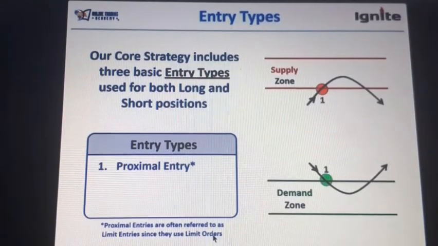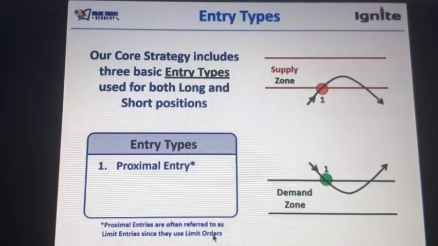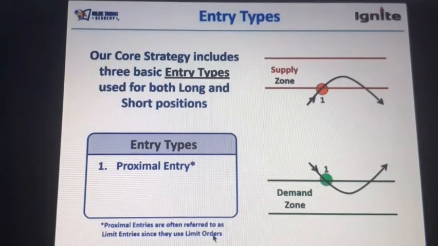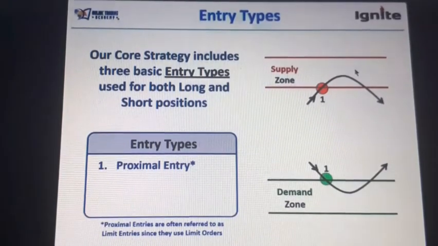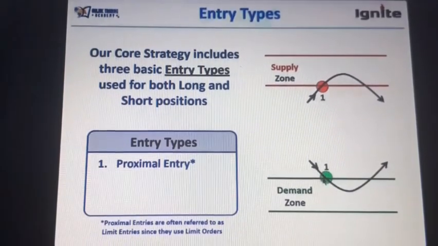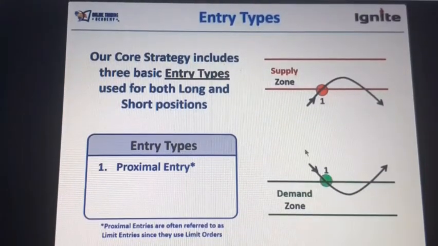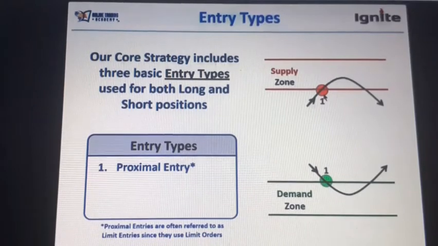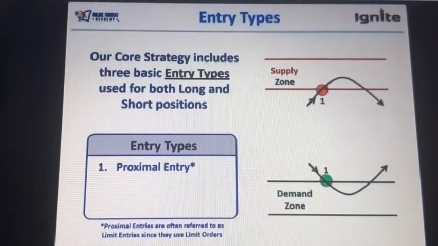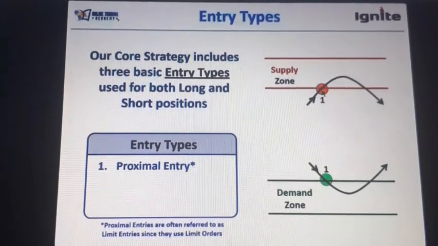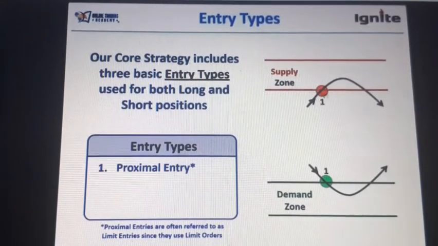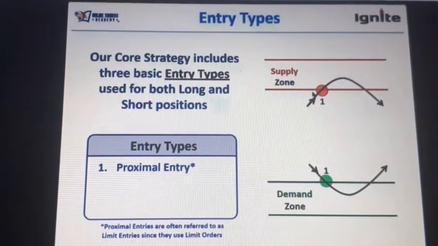As the name suggests, in a proximal entry, the entry will be taken just at the proximal line or just above the proximal line for a demand zone, and in a supply zone it will be taken at the proximal line or just below the proximal line.